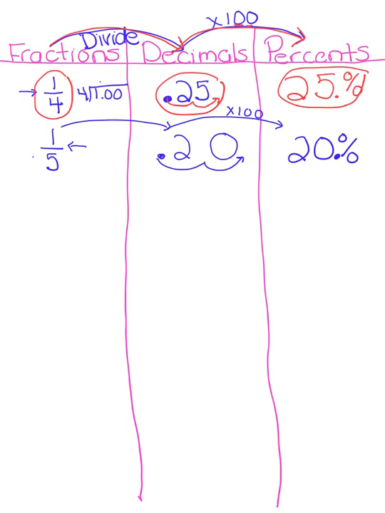Try this one. In your notebook, please write down 3/4. Pause the video and divide 3 by 4, and then multiply your decimal by 100. Three divided by 4 is 0.75, and when we multiply by 100, we get 75%.